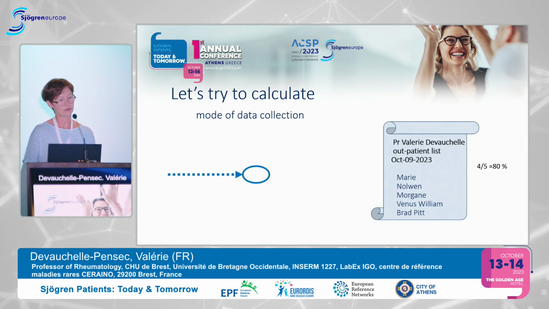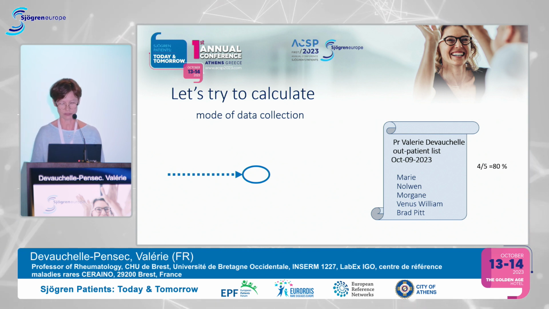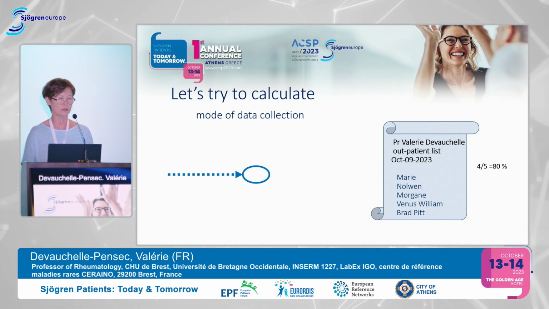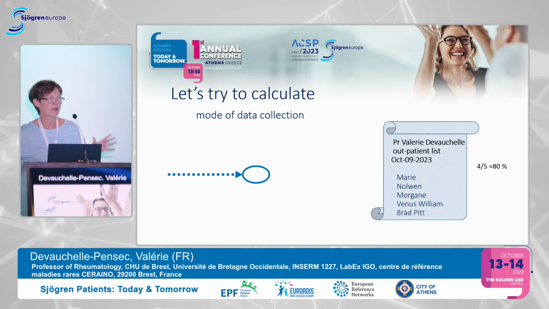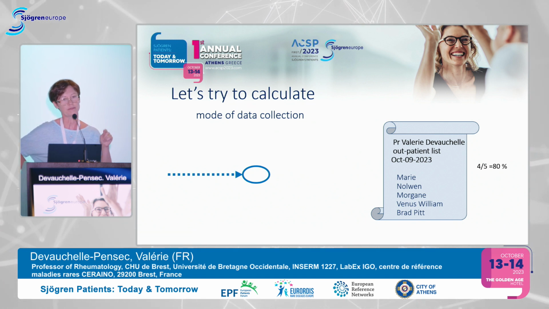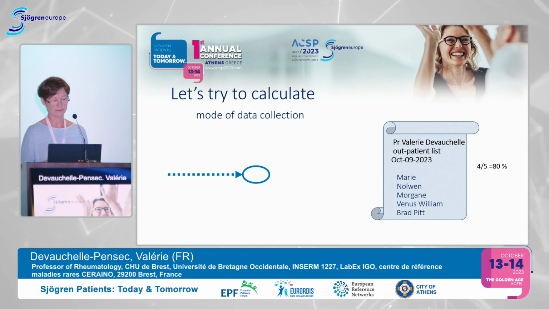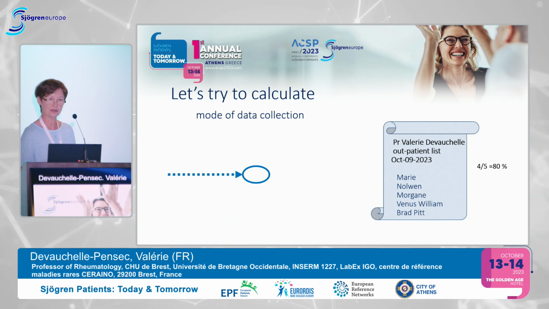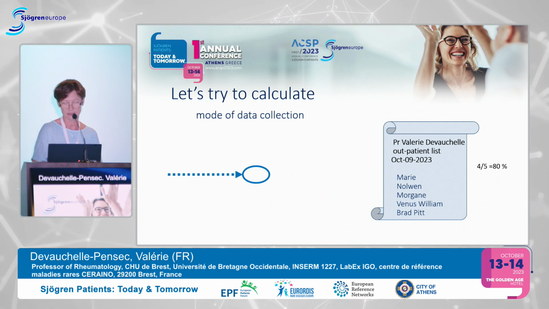After that, when we want to calculate the number of patients, it's not really easy for the doctor. That's why I explained that to you. We can say, okay, how to calculate? We don't know. It's probably a rare disease. So we can calculate the number of patients that are seen by a doctor. For example, as I am an expert in Sjögren, we can calculate the number of patients that are seen by Valérie de Vauchel in Brest in France.